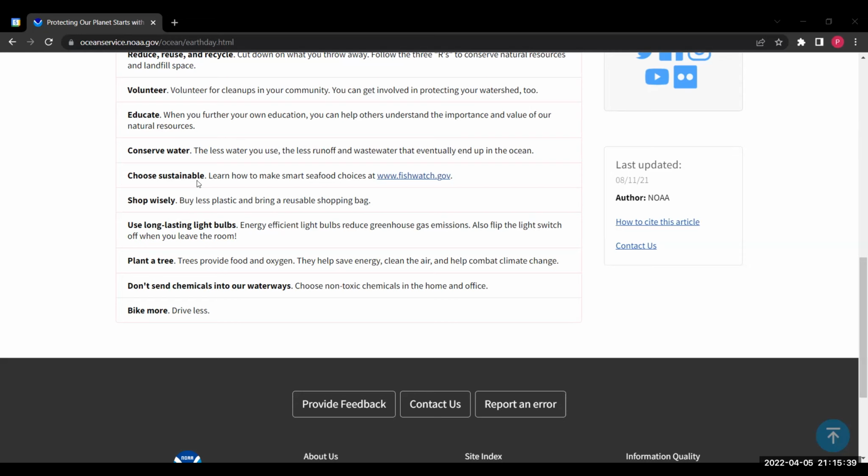Don't send chemicals into our waterways. So again, let's say you're washing your car, there are products that are really good that they say are good to rinse, but don't buy those products that you don't know about that can pollute the environment or even dirty it.